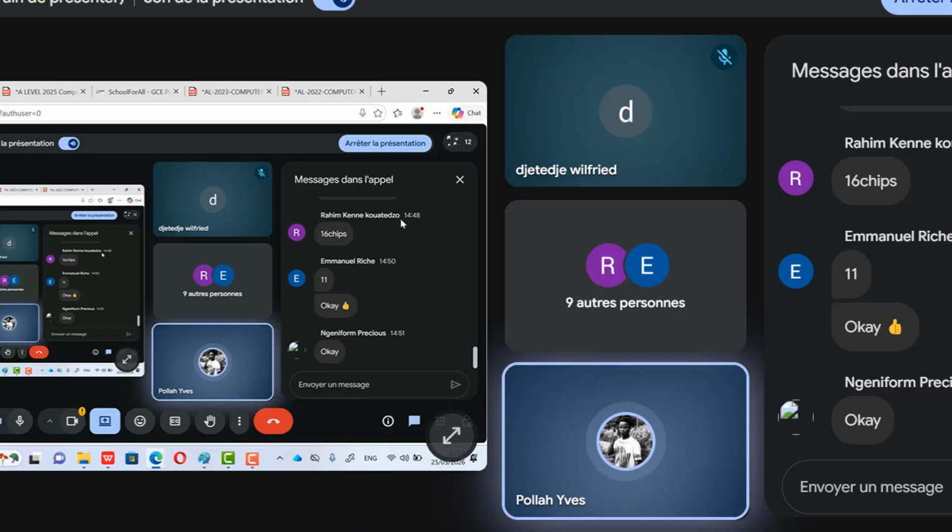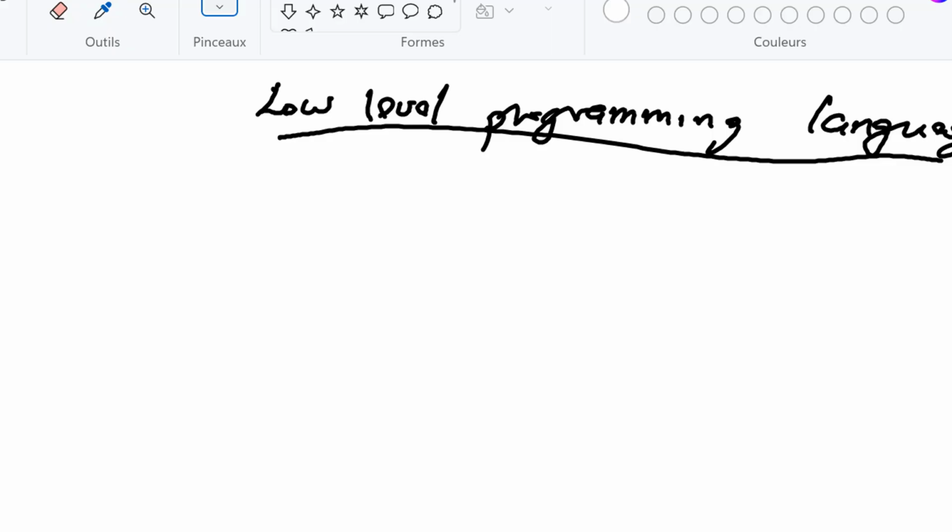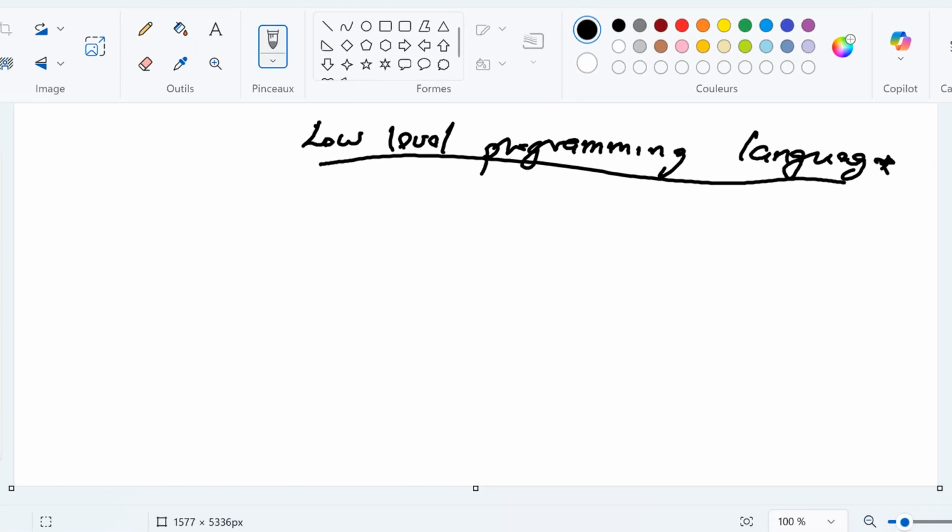Okay, we continue. I was saying that under low level programming language, we have machine language, also known as binary language, and we have assembly language. We are not going to study binary language because it's clear that you cannot write a program using just zeros and ones. So that's why we have another type of programming language, low level programming language, in fact.